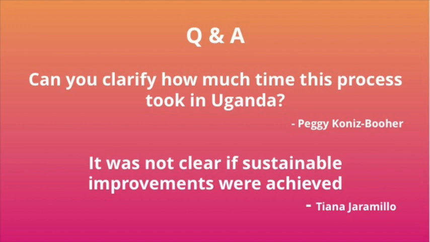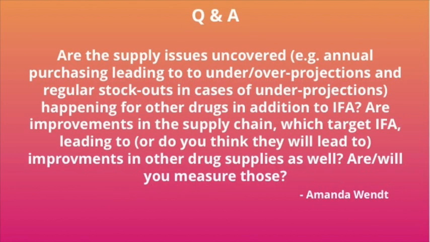There is another question that I will go after, but I'd like to ask a question, maybe this time, that is coming from Amanda Wendt. Are the supply issues uncovered, for example, annual purchasing leading to under or over projection and regular stockout in case of under projection, happening for other drugs in addition to IFA?